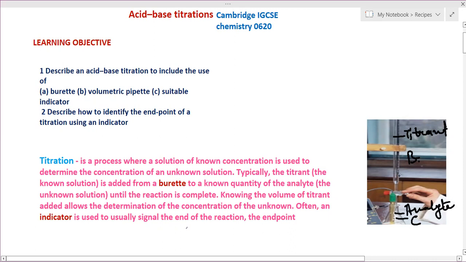So it means solution of known concentration is taken in burette and solution of unknown concentration is taken in conical flask. And solution of unknown concentration is called the analyte and solution of known concentration is called the titrant. Before diving deep into the process, it is better to know about burette, volumetric pipette and suitable indicator.